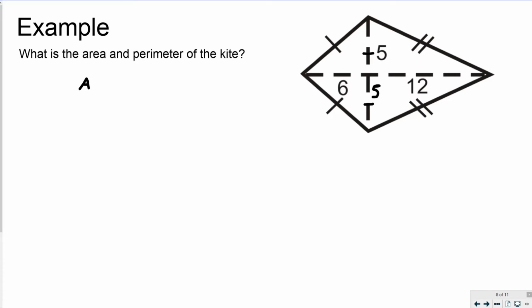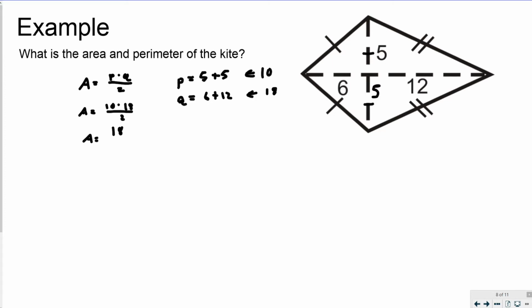And so area is equal to P, small p, times Q, not P for perimeter, but P for diagonal P, over 2. Little p here is going to be equal to 5 plus 5. And Q is going to be equal to 6 plus 12. So I've got 10 for little p, the diagonal, and 18 for Q, the longer diagonal. So I can go ahead and substitute those in. I've got 10 times 18 divided by 2. So on the top, I'm going to get 180, and on the bottom, I'm going to get 2 still. So the area is equal to 90, and they didn't give us a unit, so it's just units squared.